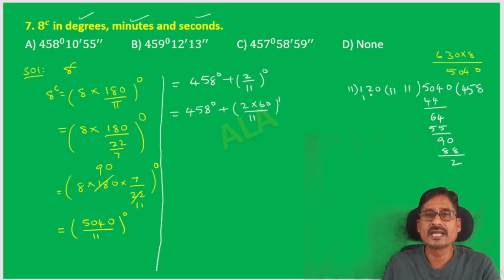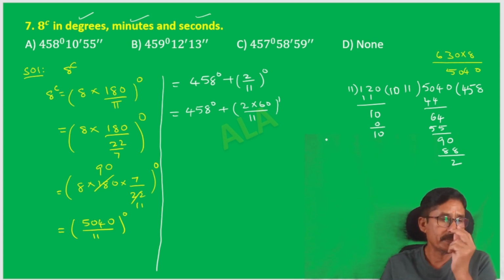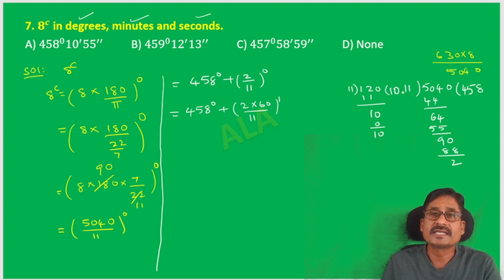11 ones 11. What is the remainder? 1. Here 11 ones 11, then afterwards what is that? 11 tens, zeros, 11 zeros, 0, and what is the remainder there? 10 is remainder. Then what we write? This is 10 minutes. 458 degrees plus 10 minutes, and plus what is the remainder there? 10. 10 by 11 minutes is there.